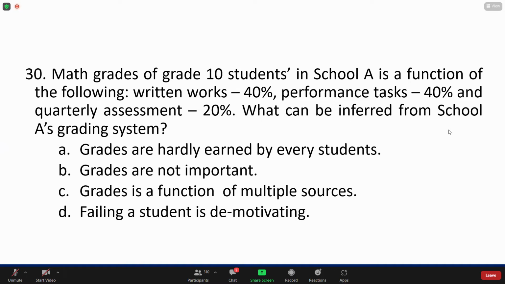Okay. Time's up. Are you all done, Edo graduates? Yes, sir. Yes po, sir. Okay. So, pansinin nyo ha. Madali ba yung test?